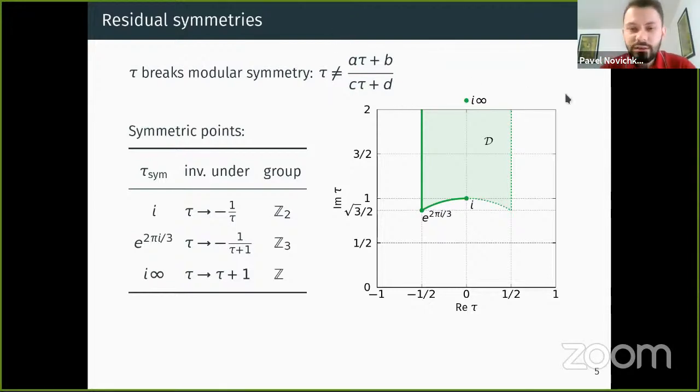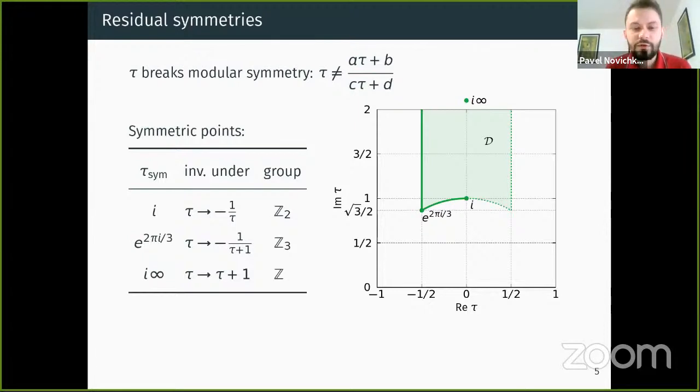However, there exist three values of tau which break the modular group only partially. So they preserve a small subgroup of the modular group. So these values are listed here. For example, if you choose tau to be equal to i, then you have an unbroken Z2 symmetry. And here comes the key idea, because if you have an unbroken symmetry in your theory, it can forbid certain terms in the Lagrangian, and in particular, it can make some observables vanish in this limit.